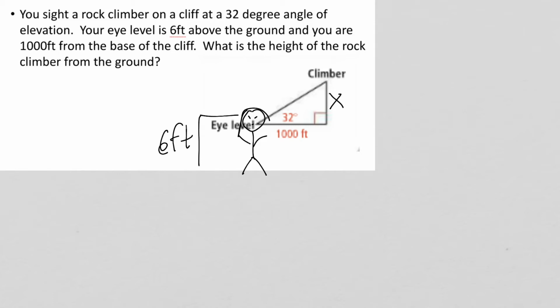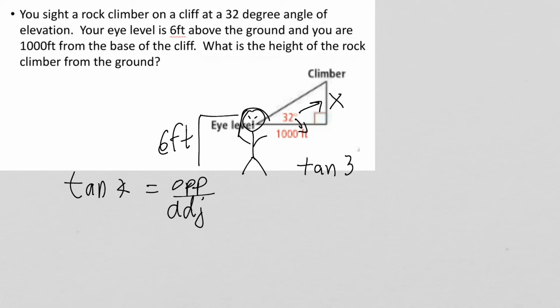We need to figure out what trig function I'm going to use to solve this. Again, we're looking at the right triangle here. This side is opposite of the 32 degrees, that we're looking for. This side is adjacent. So which trig function was that one? That was tangent. So tangent of an angle equals opposite divided by adjacent. So let's plug in our information that we have. Tangent of 32 degrees, the opposite side is x, the adjacent side is 1,000.